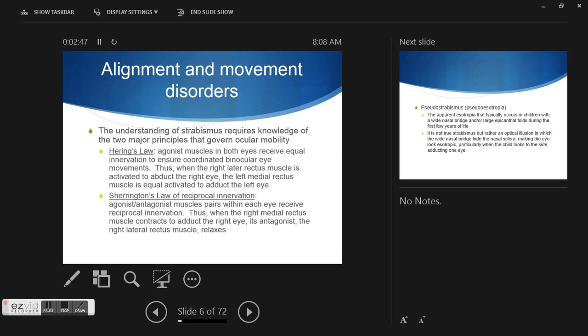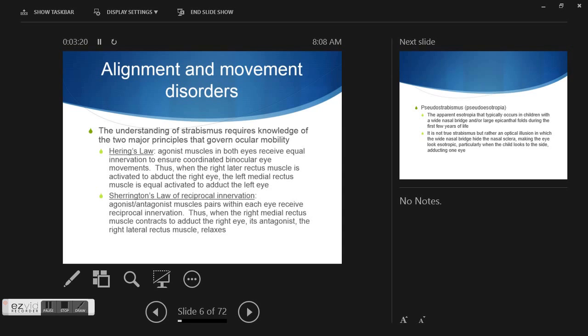The understanding of strabismus requires knowledge of two major principles that govern ocular mobility. And the first one is Hering's law, which is agonist muscles in both eyes receive equal innervation to ensure a coordinated binocular movement. Thus, when the right lateral rectus muscle is activated to abduct the right eye, the left medial rectus muscle is equally activated to adduct the left eye.